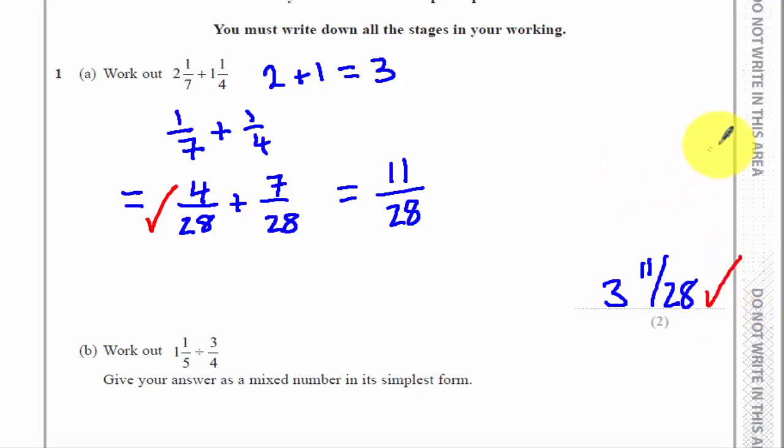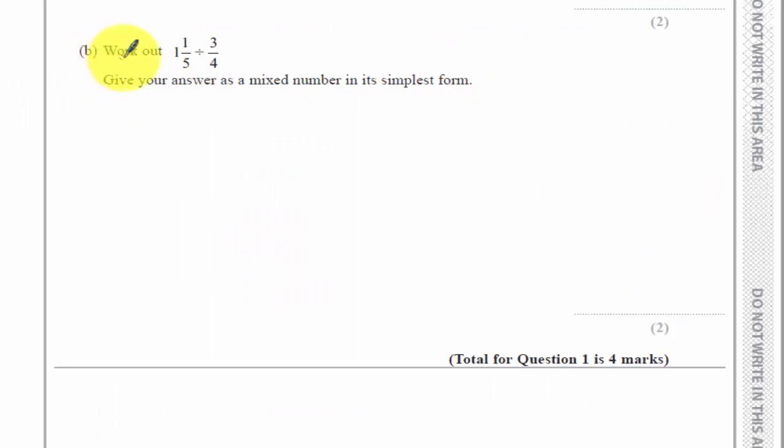On to 1b. Work out 1 1/5 divided by 3/4. Give your answer as a mixed number in its simplest form. 2 marks again. So we need to know how to divide by fractions. The quickest and easiest way, it isn't the only way by the way, is to know that if I change the divide to a times, I can flip the second fraction, invert it, so it becomes 4 over 3.